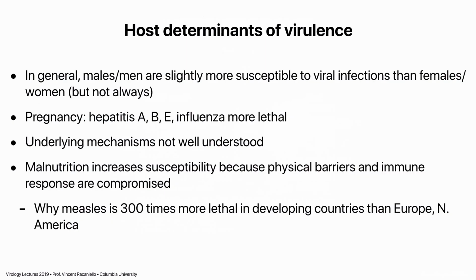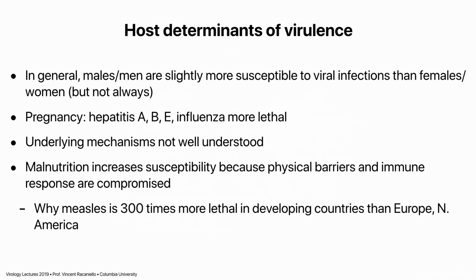How about sex/gender, which we can talk about for people? Sex is a biological property. Gender is a social construct which influences your behavior and hence influences how you may be infected. In general, men are slightly more susceptible to viral infections than females, women, but not always. There are exceptions. We don't know why, but if you just look at all viral infections in toto, that's the general trend that you see. It's been pretty much not studied until the last few years, so people are just starting to understand why.